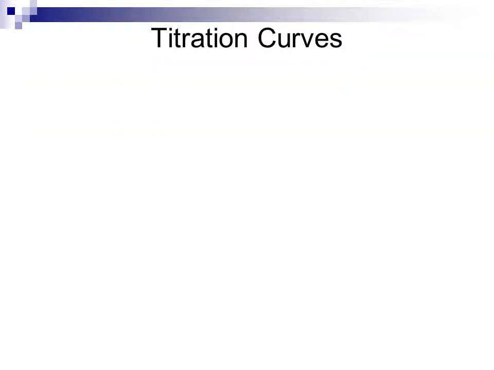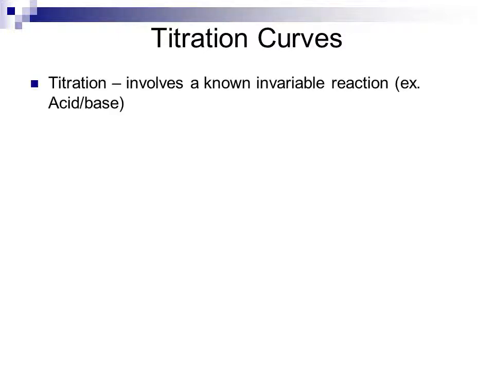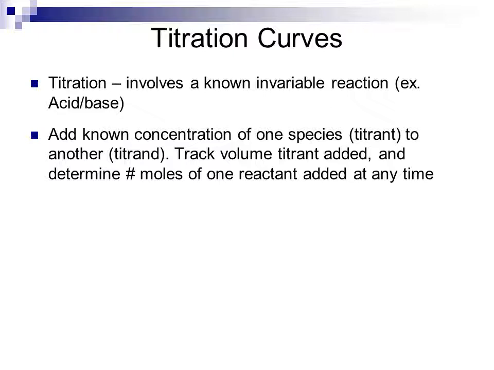Now, a titration curve is a special curve or graph that we can create that plots a titration process. Now, titration involves adding a known reactant in an invariable reaction. So we have something, for instance, an acid-base reaction where I know that adding the acid and the base will produce the neutralization process every time.